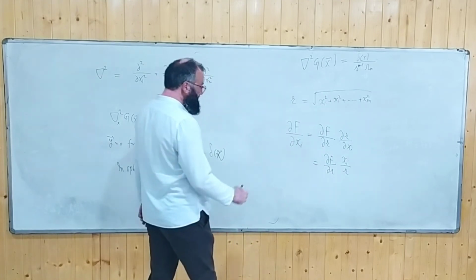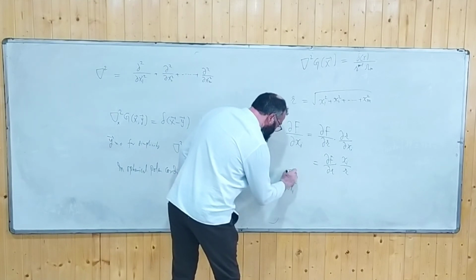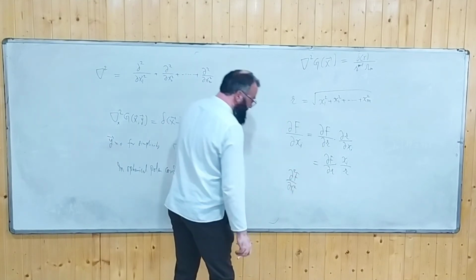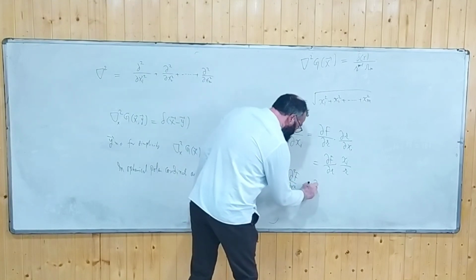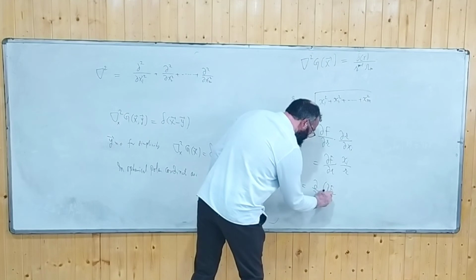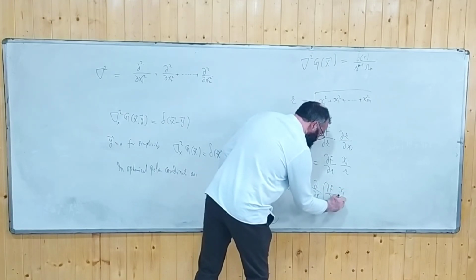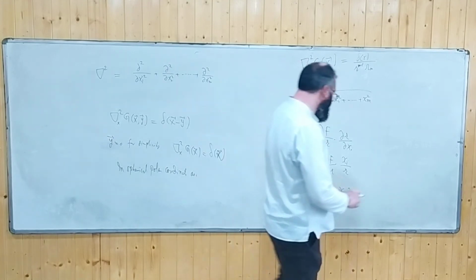Okay. So now let's take another derivative, partial by partial xi, the second derivative with respect to xi. So what will it be? It is partial by partial xi of this partial f by partial r times xi by r.